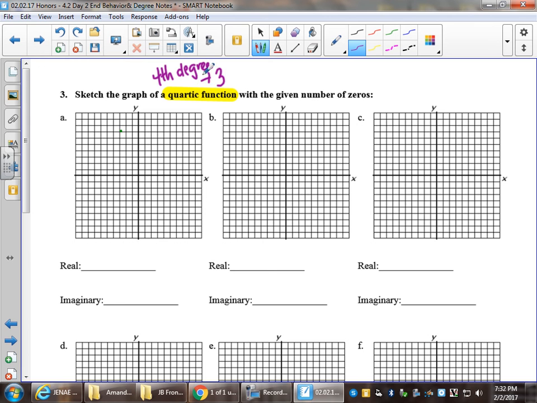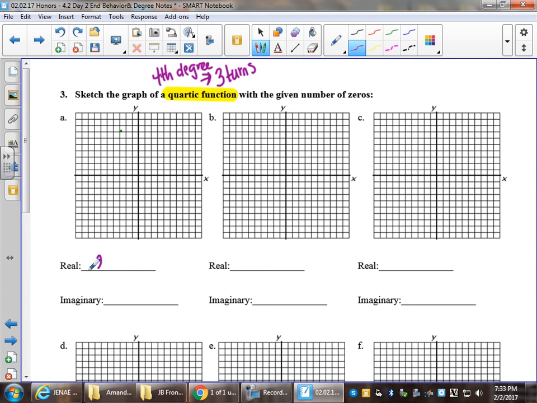So I have 3 turns. Moving up, quadratics had 1, cubics had 2. Now we're at quartics, which will have 3 turns. Let me set up what we'll be working with.